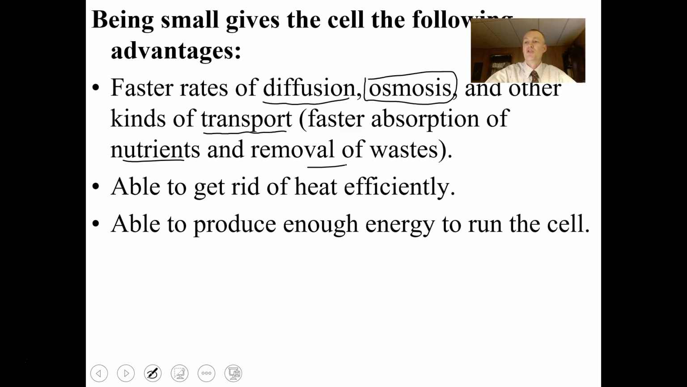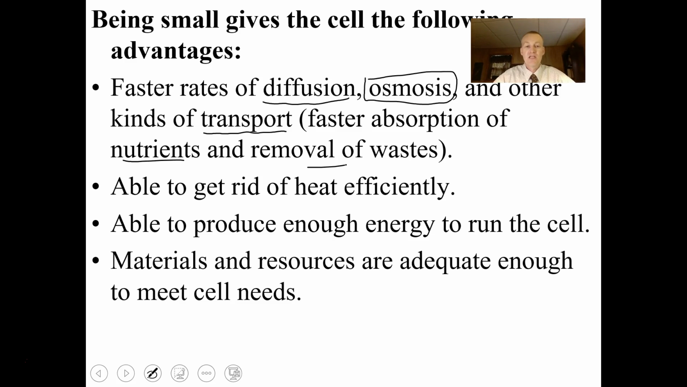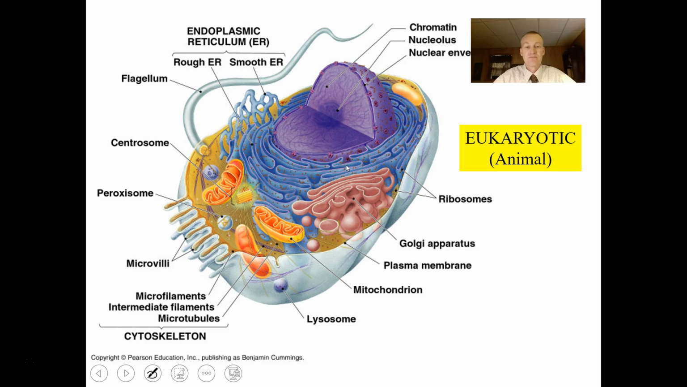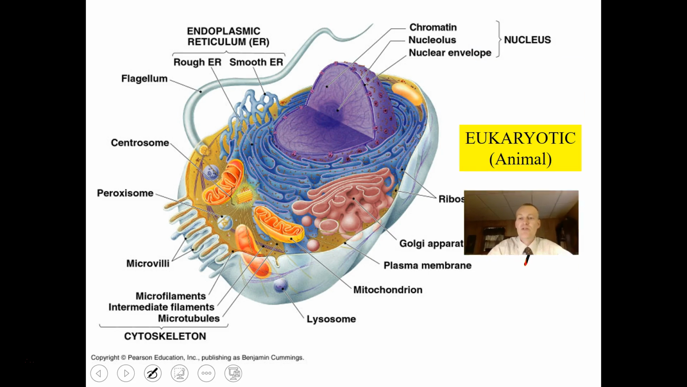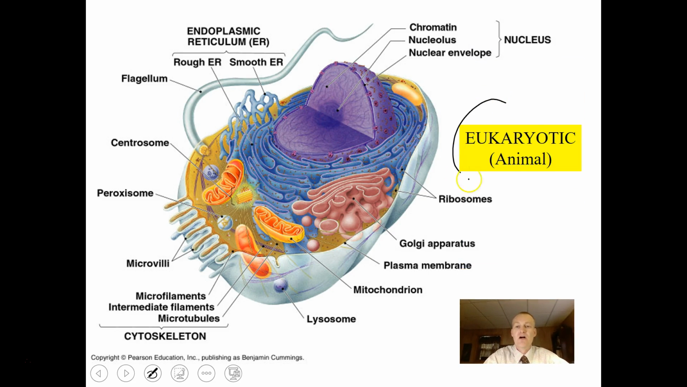So if you had huge amounts of volume, maybe you wouldn't be able to provide enough energy for the cell or get enough of the materials into the cell that you would actually need. And getting materials and resources in, and getting waste products out all occur because of that large surface area to volume ratio. So you can see surface area to volume ratio is a really super important part of being a cell and why cells are small.